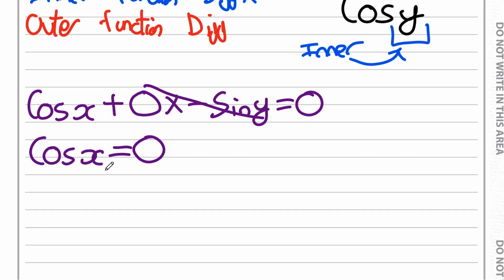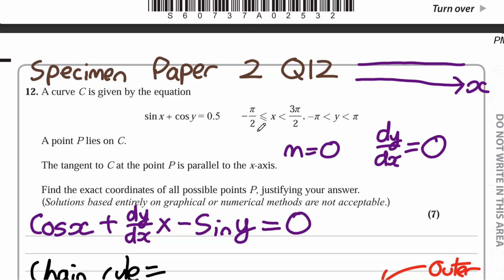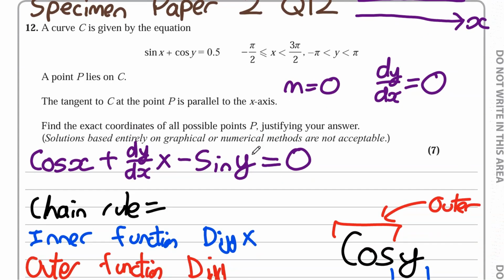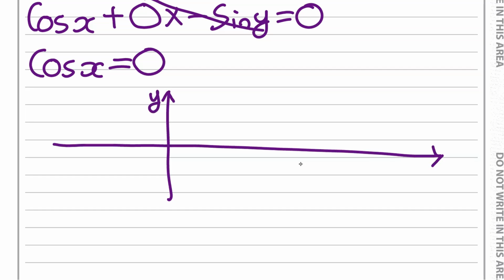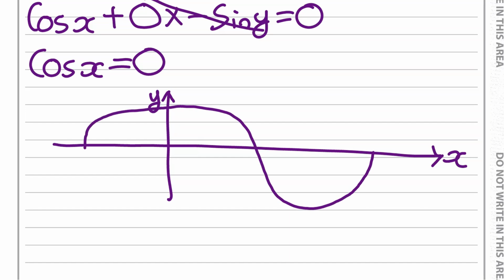So we need to find the values where cos x is equal to 0 in this interval between minus pi over 2 and 3 pi over 2. The easiest way to do this is to draw a quick cos graph. If we say that this is y and this is x, we need to do it between minus pi over 2 and 3 pi over 2. So if we draw it like this, this is 0, this is pi over 2, this is pi, this is 3 pi over 2, and this is minus pi over 2. We're trying to find where cos x is equal to 0.